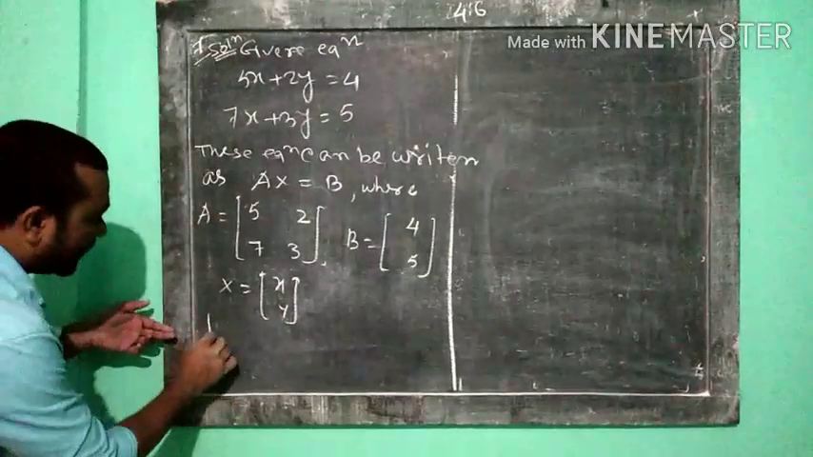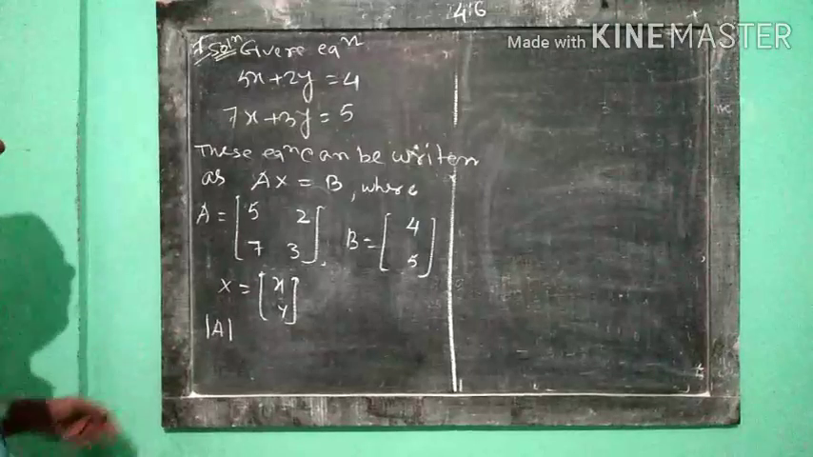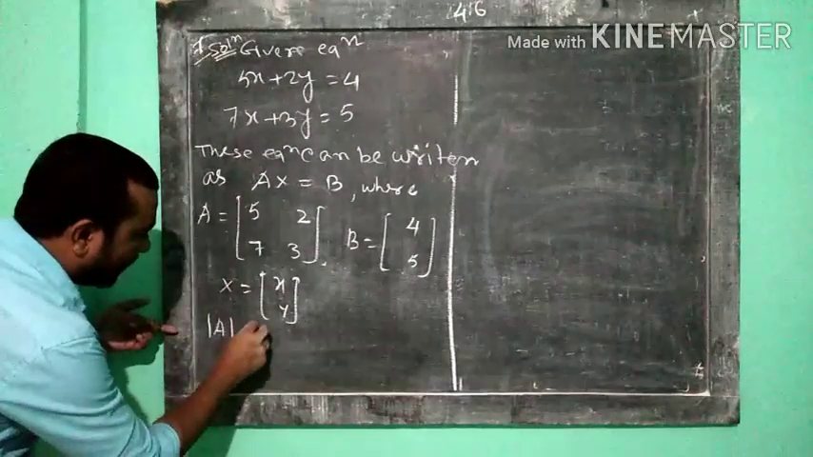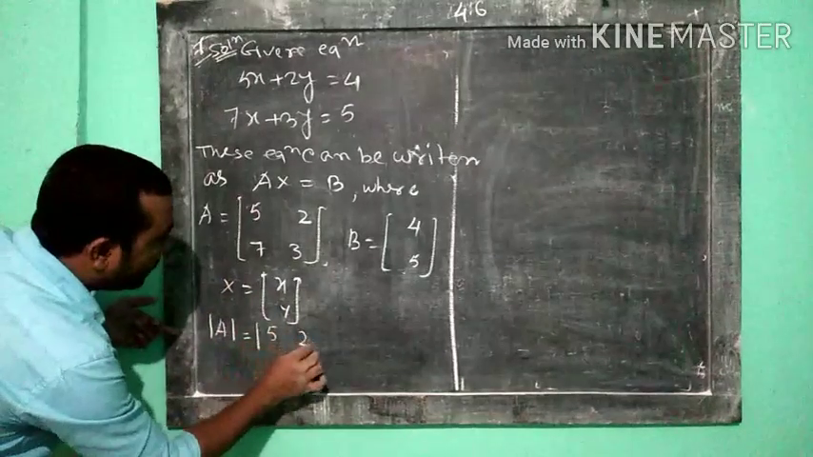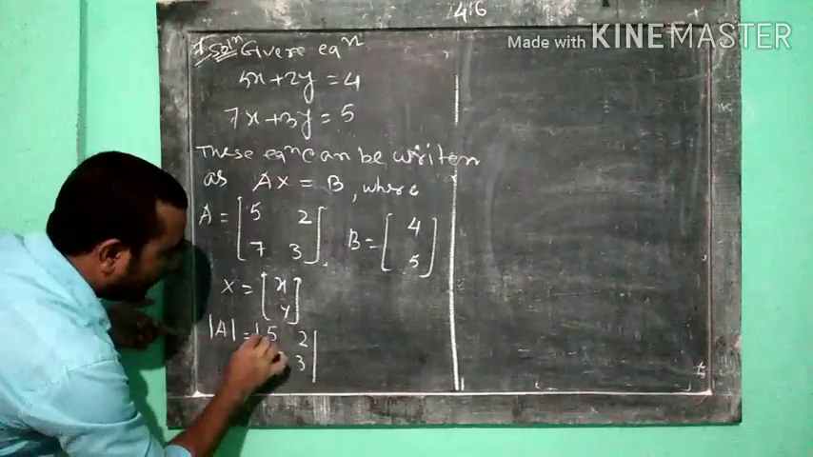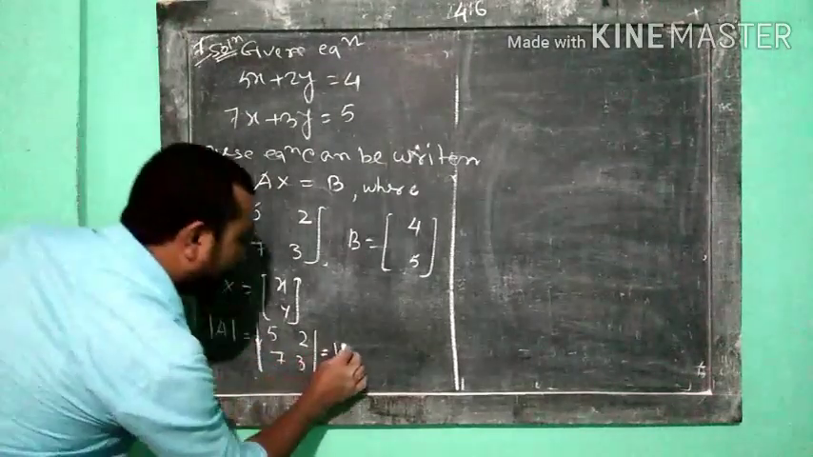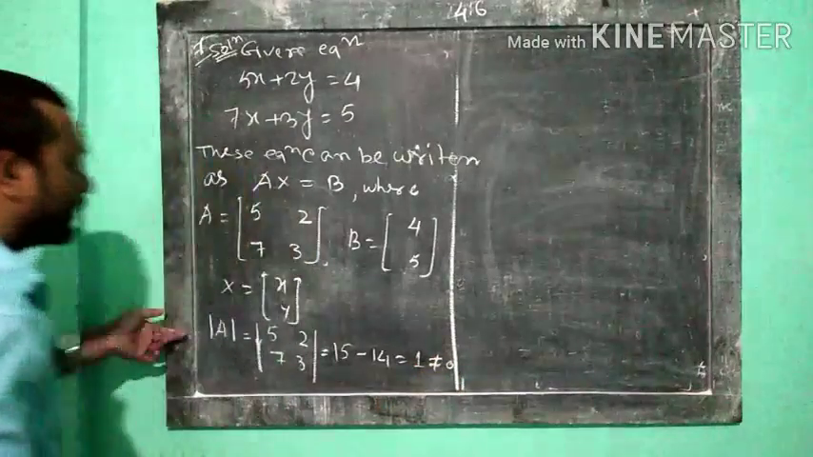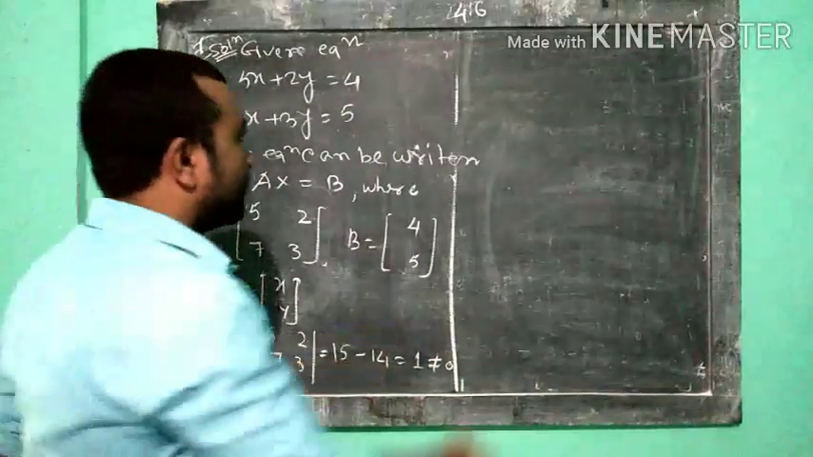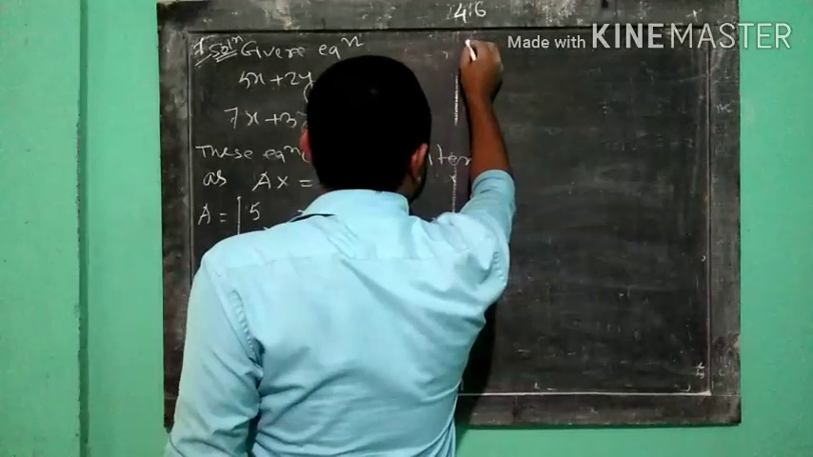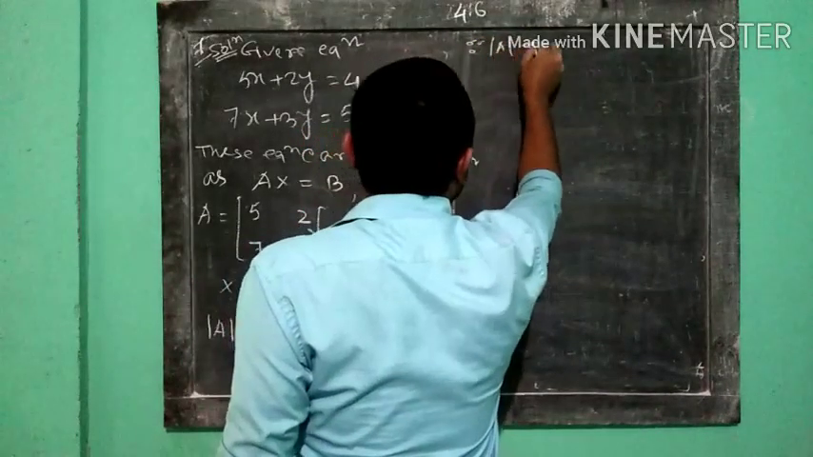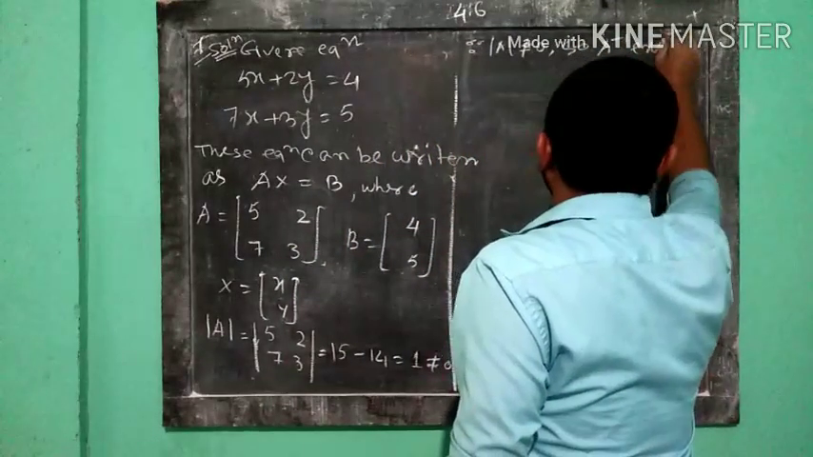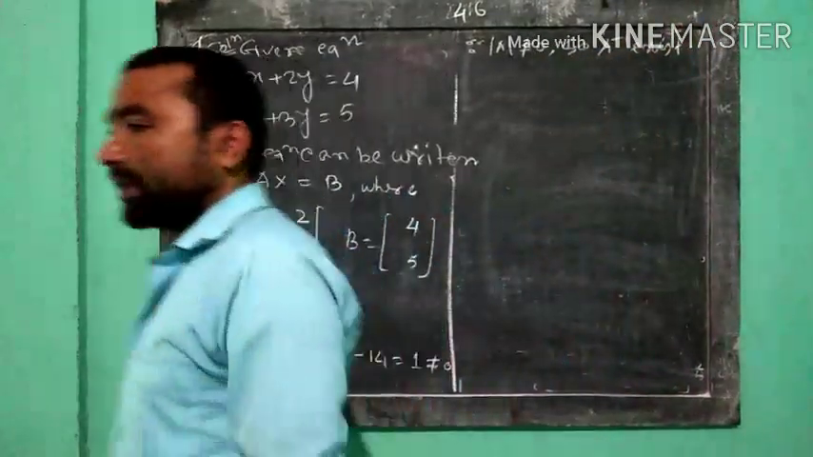First of all, we check the determinant of A, because it is singular or non-singular. Determinant of A is 5, 2, 7 and 3. This is equal to 5 times 3, 15, minus 14. This is equal to 1, which is not equal to 0. Since determinant of A is not equal to 0, A inverse exists.